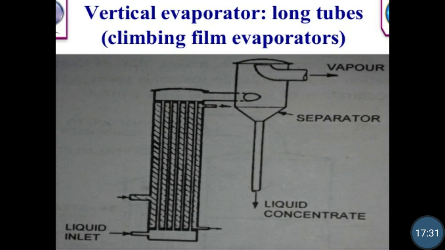Again, this climbing film evaporator has some advantages. These long and narrow tubes provide a large area for heat transfer. As we saw, as the surface area increases, the rate of evaporation also increases. So these long tubes provide a large surface for evaporation, so heat transfer takes place faster and evaporation is faster. Again, the time of contact between the liquid and the heating surface is very short, so it is more suitable for the concentration of thermolabile materials.